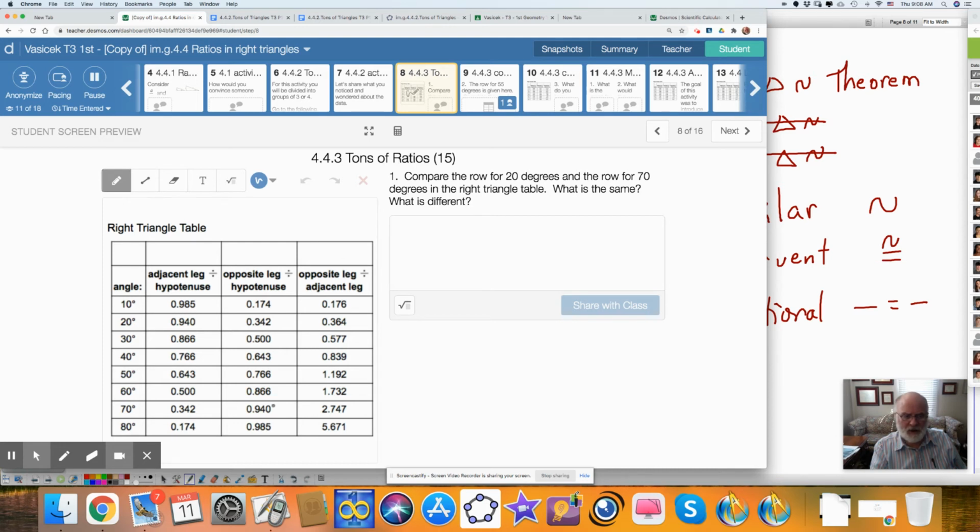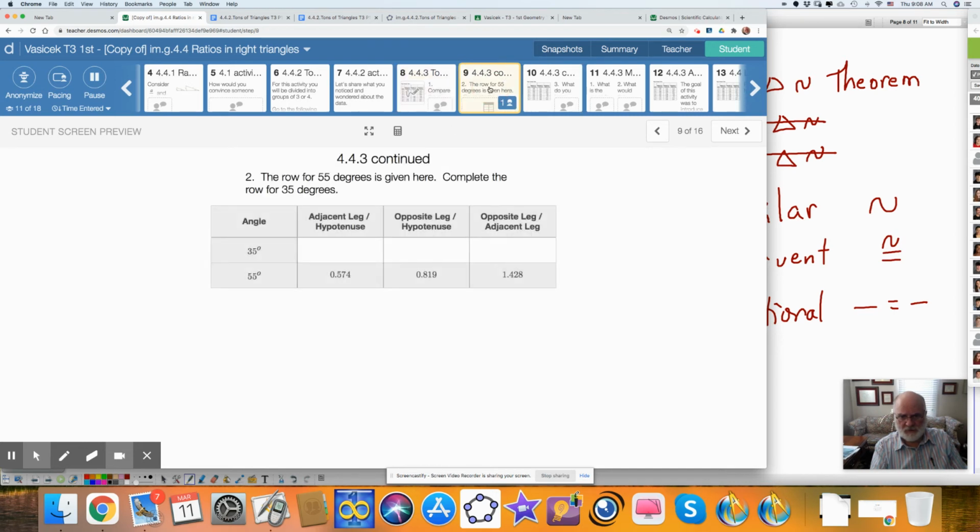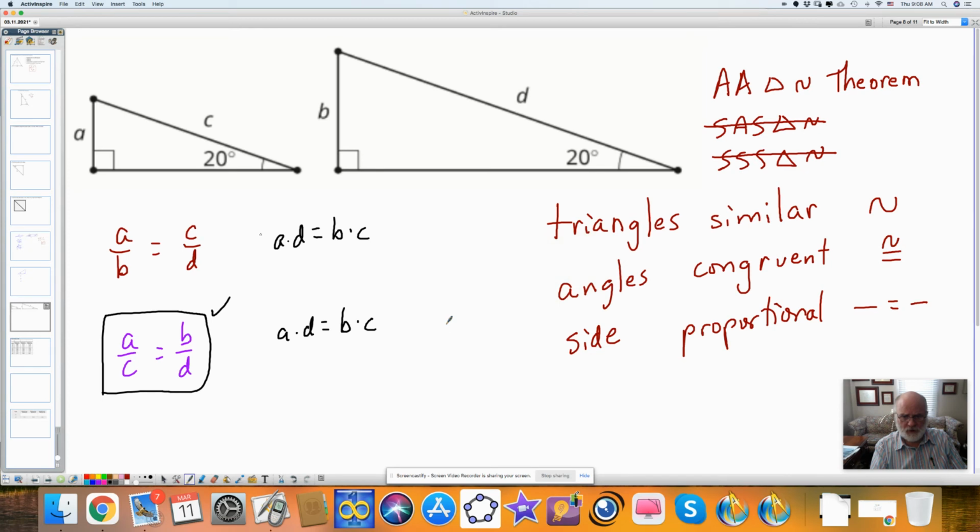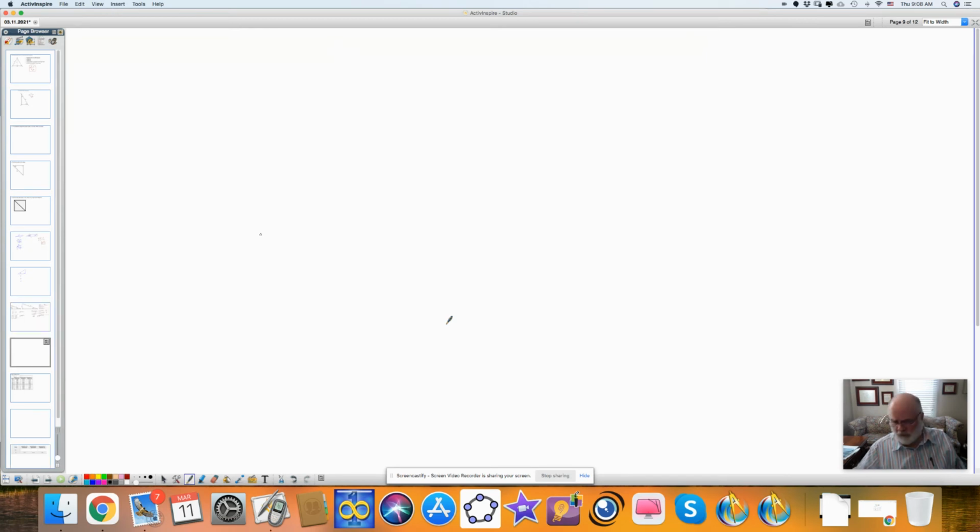This number right here is the same as this one. And you also have the 0.342, which is the same as 0.342 here. Why is that? Well, the rest of this discussion talks about that. And there, for instance, here's 55 and 35 degrees. Now, let me just point out to you one thing on my smart board here.